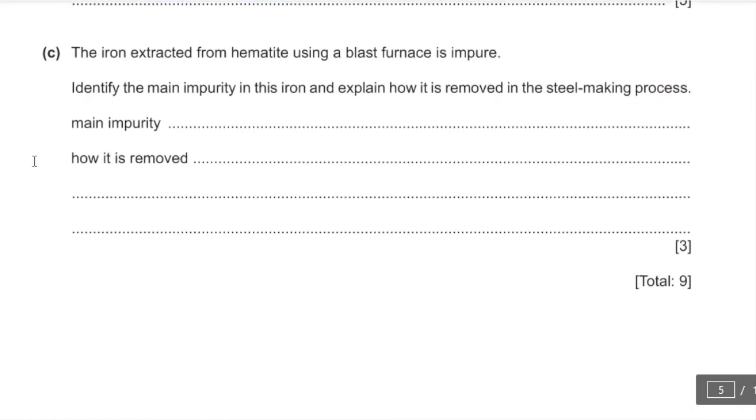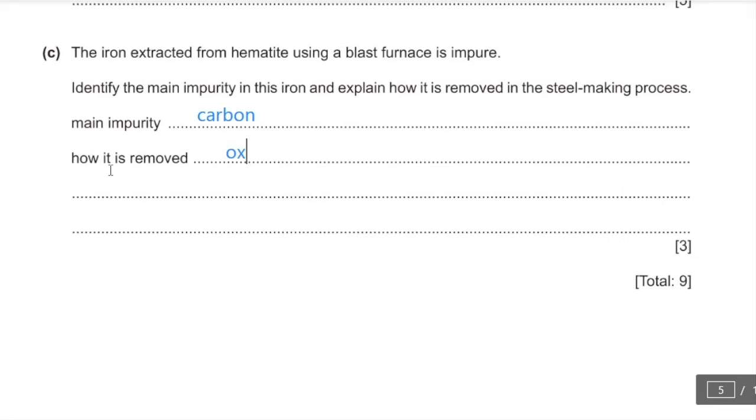C. The iron extracted from hematite using a blast furnace is impure. Identify the main impurity in this iron and explain how it is removed in the steel making process. So the main impurity over here is carbon, and it moves out of the furnace in the form of carbon dioxide. But we have to mention how it is converted to carbon dioxide because we have 3 marks over here. That means 2 marks for the removal and 1 mark for the name of the impurity.